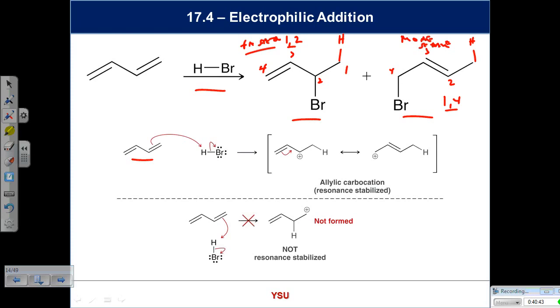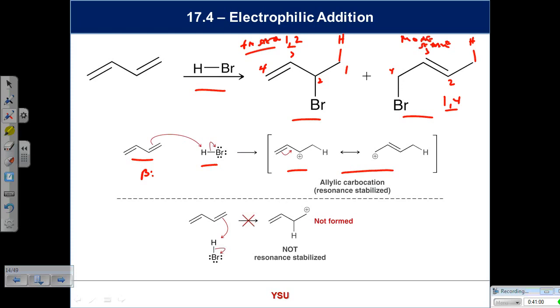But we can still use it because this now is a base, this is an acid, and we can do exactly what we did last time or last slide with the Markovnikov addition. That gets you to there. And all of a sudden, we have the possibility of delocalization.